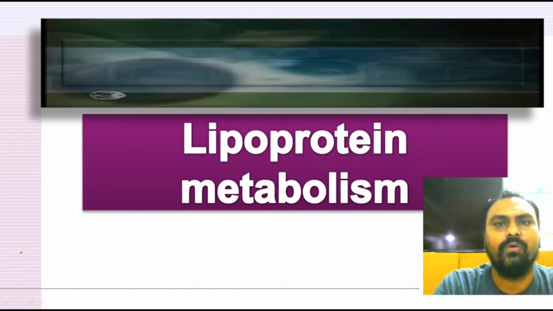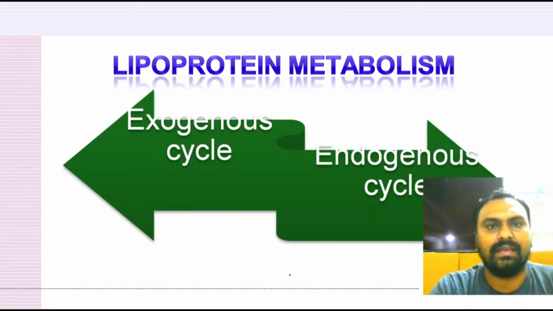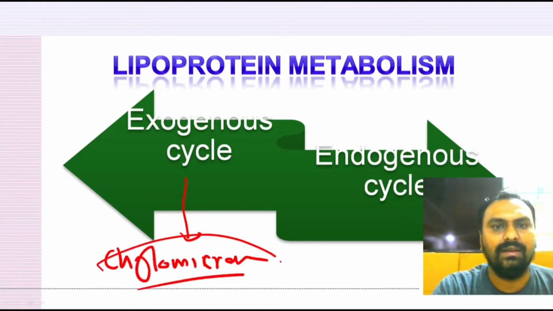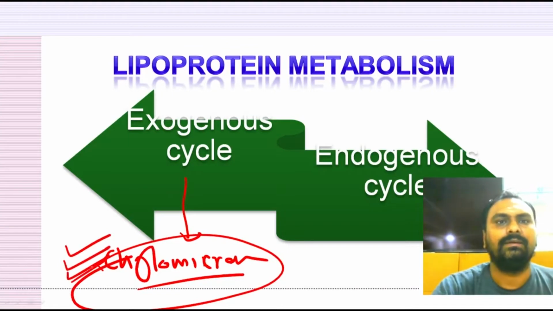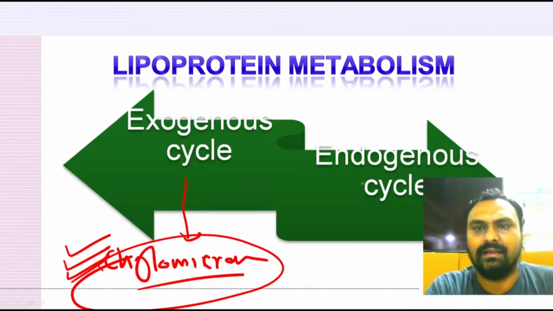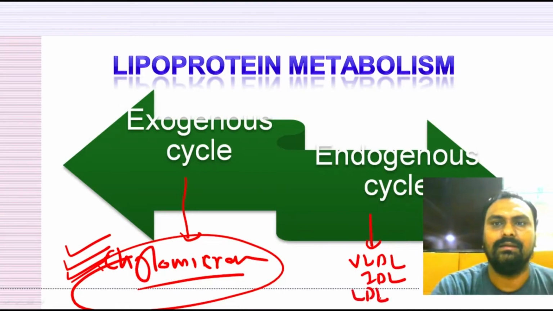In this video, I am going to discuss lipoprotein metabolism. There are two types of cycle in lipoprotein metabolism: one is the exogenous cycle and one is the endogenous cycle. The exogenous cycle is mainly taken care of by the chylomicrons, that is the lipoprotein, right? And it will carry the dietary lipids from the intestine to the peripheral tissue. While the endogenous cycle is mainly by the VLDL, HDL and LDL, right?